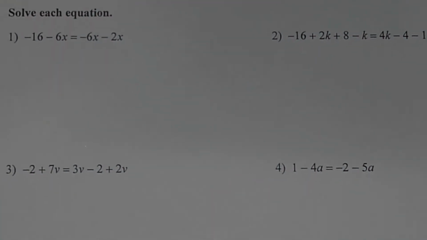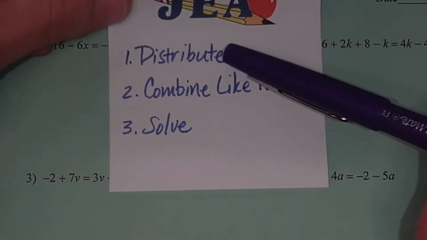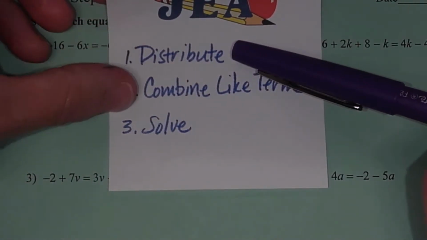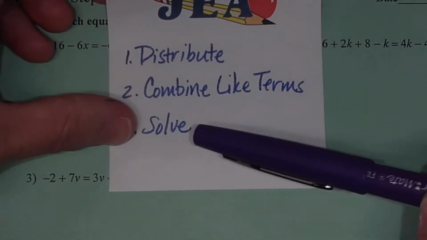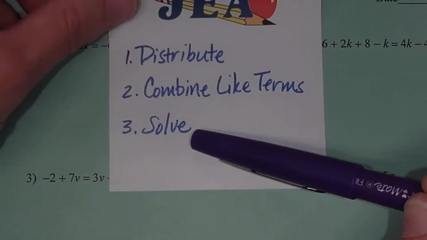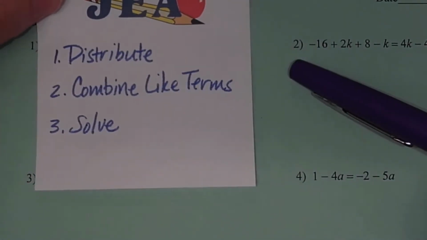Also, we're going to follow this list of steps. We're first going to take care of any distribution that needs to happen. Then we're going to combine our like terms, and then we're going to solve those equations. So using those steps, let's get started on number 2.